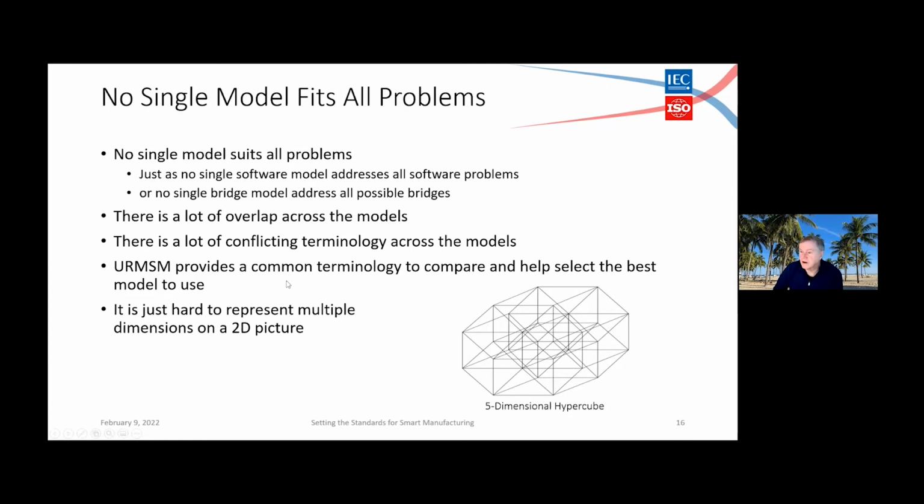So, but there's a lot of overlap. There was a lot of conflicting terminology across it. We're hoping that the URMSM provides that common terminology so that we can compare and select the best models, and give you the capability of doing this in more than just the 2 or 3 dimensions. So here's a 5-dimensional hypercube. I'm sure that this would eventually show up in somebody's standard, but it becomes very hard for us as people to visualize more than the 3 dimensions easily.